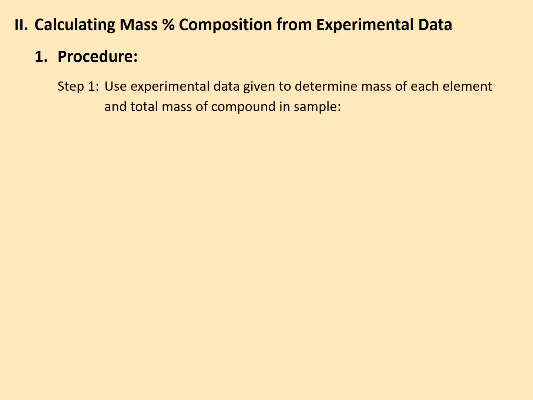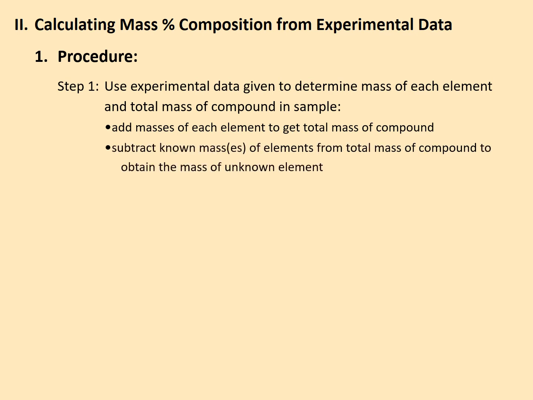Here is a three-step procedure to follow. The first step is to use the data given to determine the mass of each element in the compound as well as the total mass of the compound. In some problems, the masses of all the elements in the compound will be given, in which case you can add the mass of all the elements to get the total mass of the compound.